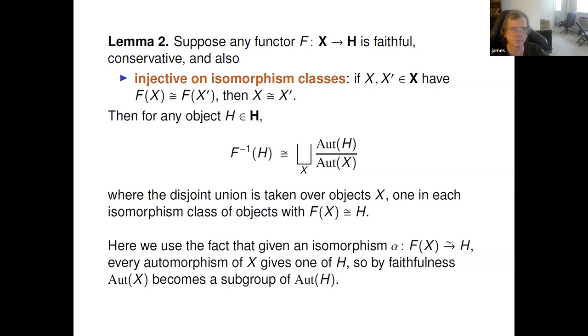So we're getting a disjoint union of these quotients of a group mod another group, but the stabilizer subgroup can vary. And what I was idiotically saying is that we needed an extra assumption here. This extra assumption would imply that there's just a single orbit. It says that if two objects up in the category above map to isomorphic things, they had to be isomorphic up above to begin with.